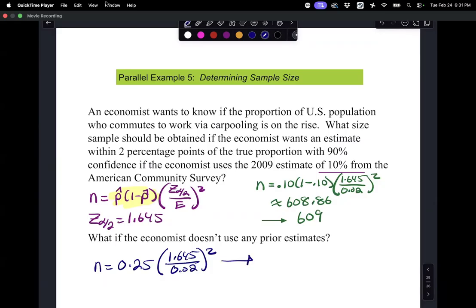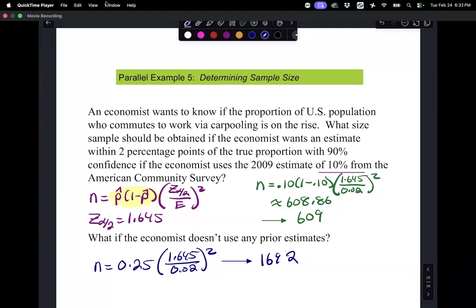Anyone have a number? Yes. Terrible, isn't it? So much more than twice as much. So if you can use a prior estimate, use a prior estimate. It more than doubled. It's crazy how much different it is. It's wild. So the moral of the story is if you can find a prior estimate, use a prior estimate. Any other questions about finding the sample size or anything else?